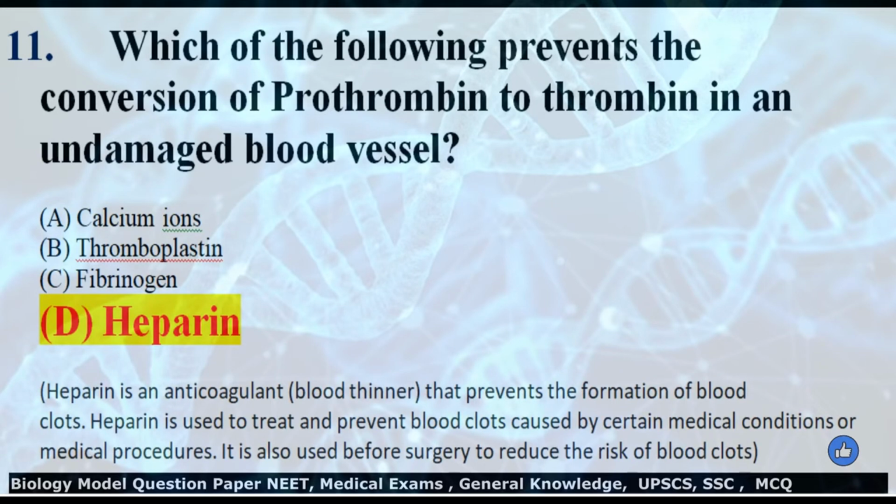Question number 11. Which of the following prevents the conversion of prothrombin to thrombin in an undamaged blood cell? Answer D. Heparin. Heparin is an anticoagulant blood thinner that prevents the formation of blood clots. Heparin is used to treat and prevent blood clots caused by certain medical conditions or medical procedures. It is also used before surgery to reduce the risk of blood clots.